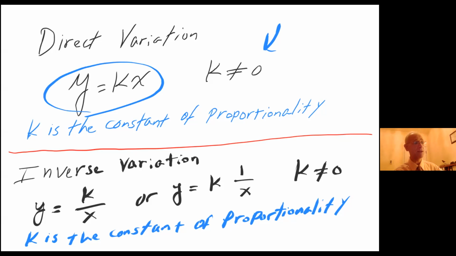For inverse variation, we have y equals k divided by x, or you could think of it as y equals k times 1 over x, the inverse of x. Again, k is a constant and k cannot be 0. So let's go to the next page.